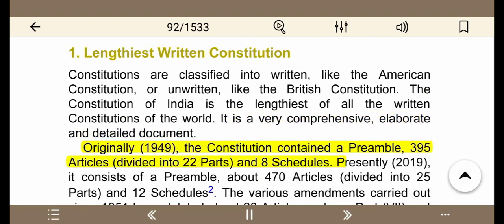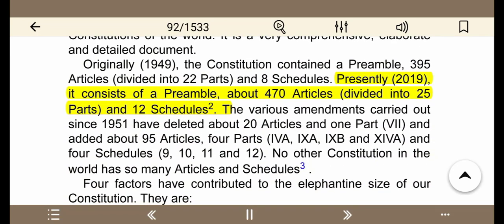Originally in 1949, the Constitution contained a preamble, 395 articles divided into 22 parts and 8 schedules. Presently in 2019, it consists of a preamble, about 470 articles divided into 25 parts and 12 schedules. The various amendments carried out since 1951 have deleted about 20 articles and 1 Part, Part VII, and added about 95 articles, 4 Parts, IVA, IXA, IXB and XIVA, and 4 Schedules, 9, 10, 11 and 12. No other constitution in the world has so many articles and schedules.